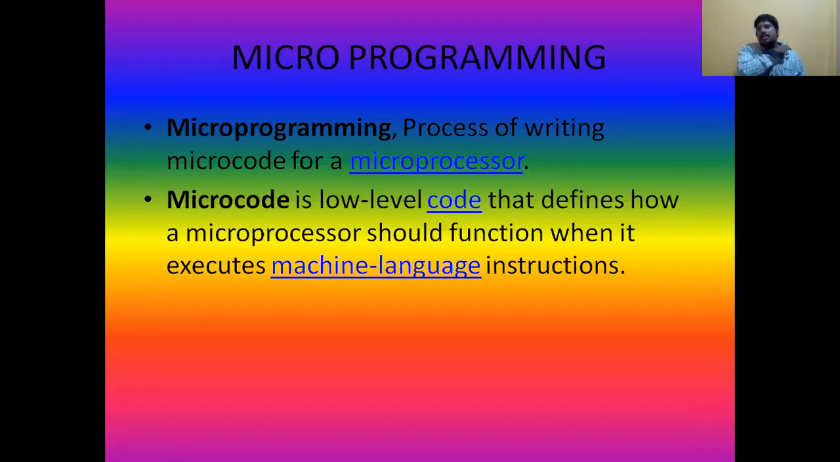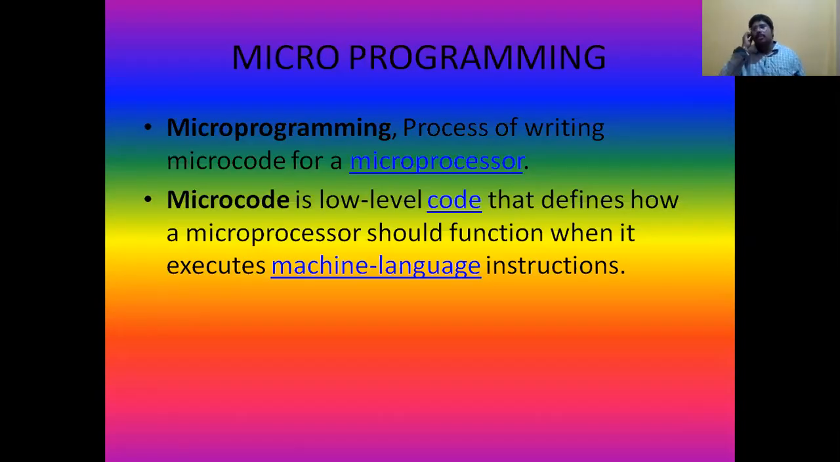These are all not present in a single chip. For a CPU we get only a processor in a chip. The rest of the components are going to be fabricated externally, that means they are going to be connected externally. That is the definition of a microprocessor.